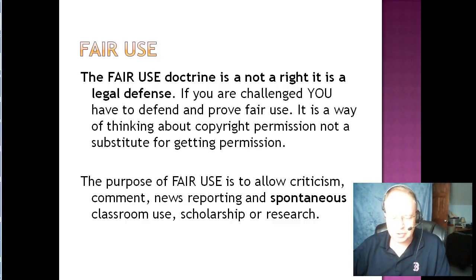So if you're challenged on your copyright and you're claiming fair use, you have to defend that and prove that it is fair use. It is a way of thinking about copyright permissions, but it's not a substitute for getting permissions. The purpose of the fair use document is to allow criticism, comment, news reporting, spontaneous classroom use, scholarship, and research.